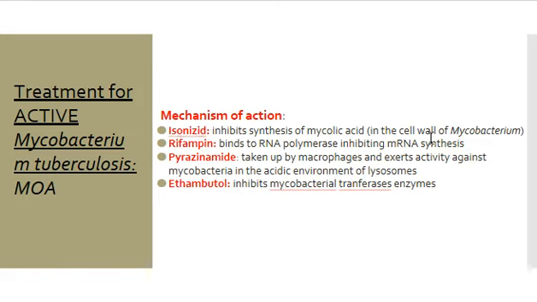Pyrazinamide is actually taken up by macrophages, and it exerts its activity in the acidic environment of the lysosomes, so it's like a Trojan horse. The exact mechanism isn't known, but that's basically how we think it's working. As these macrophages interact with mycobacteria, it has its effect. Ethambutol inhibits a specific enzyme, mycobacterial transferase, which is specific to Mycobacterium species. And so this is how these 4 drugs work.